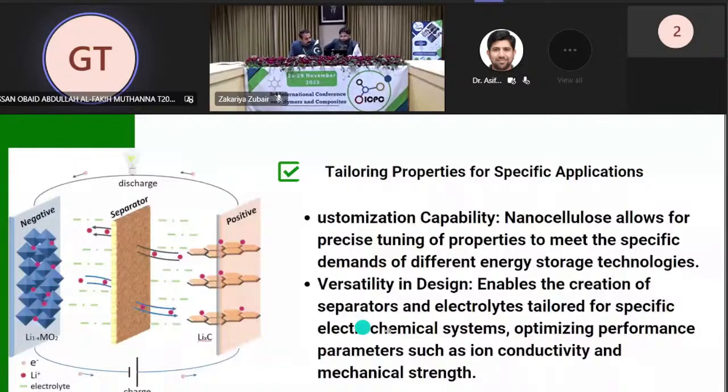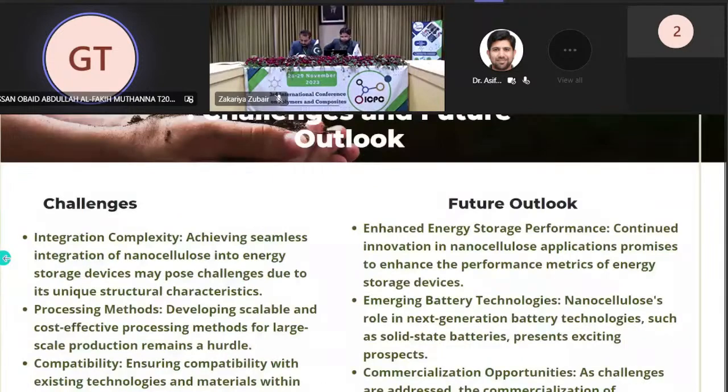Lastly, let me talk about the challenges and future prospects. The main challenge that nanocellulose integration in energy storage devices faces is integration complexity, as achieving seamless integration of nanocellulose into energy storage devices may pose challenges due to its unique structural characteristics compared to the composites it is incorporated with. Also, processing methods: developing scalable and cost-effective processing methods for large-scale production remains a hurdle.